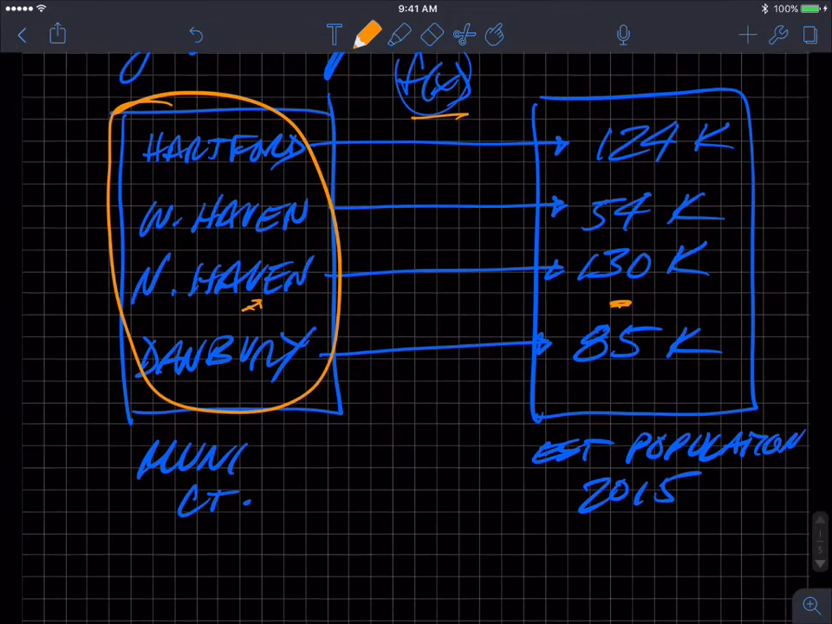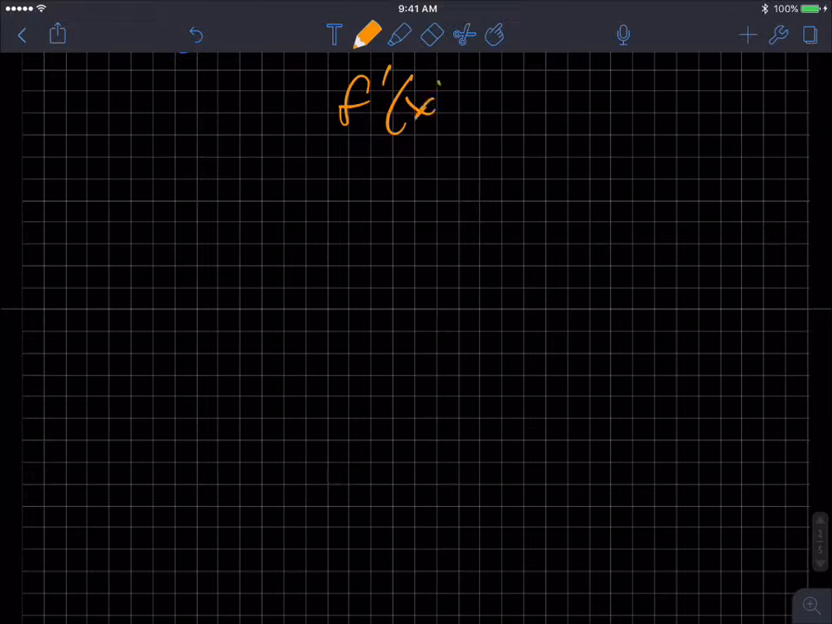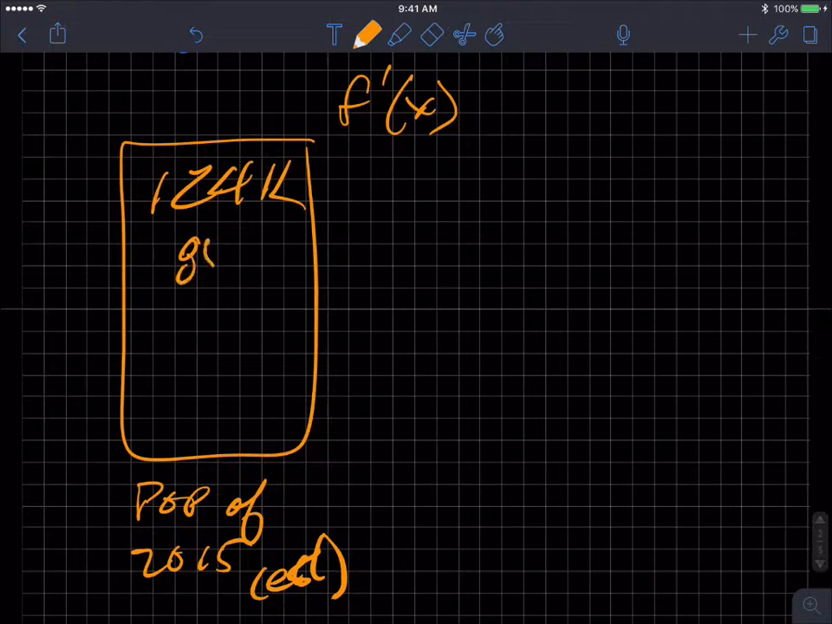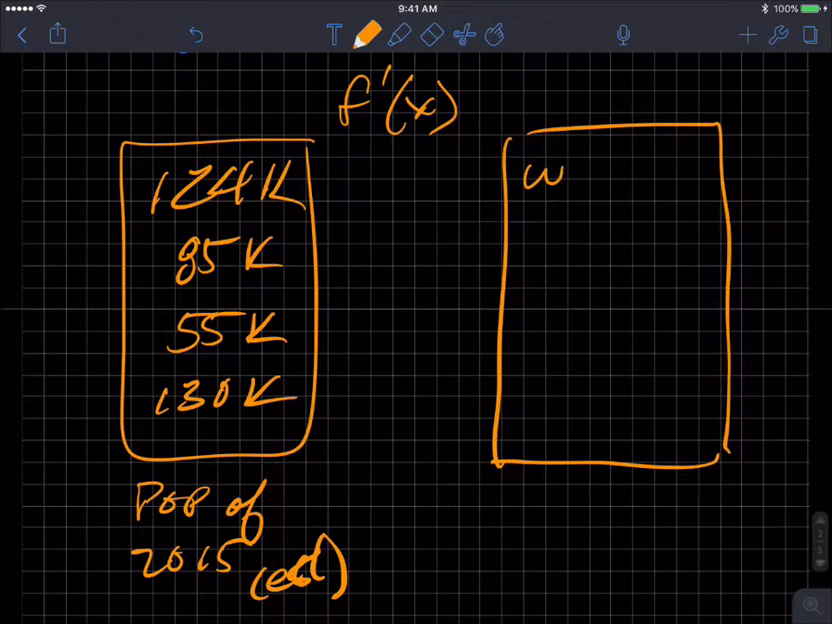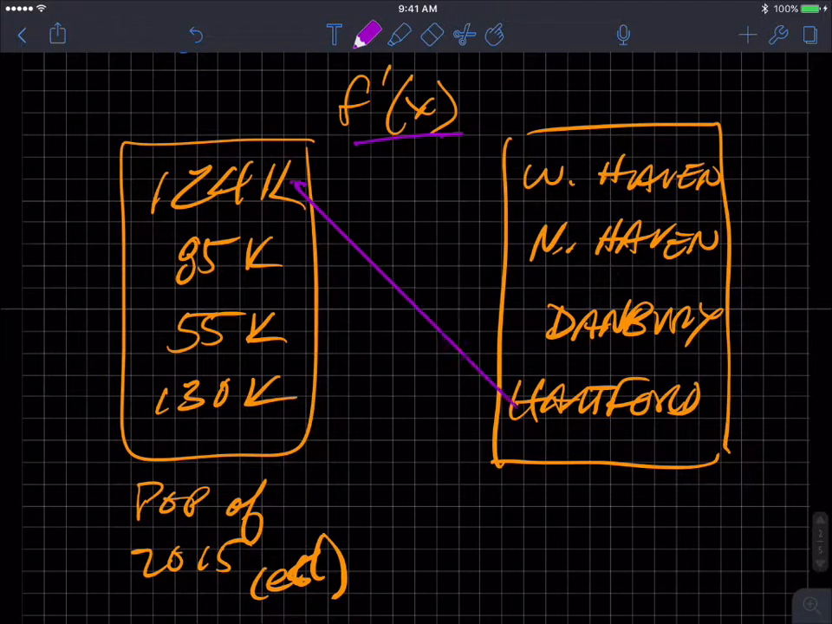Now, the example of the inverse would be, how do I look at these two sets and view the inverse function? I'm not going to be able to write a function because it's not mathematical, but the inverse function would be the function that takes the estimated population of 2015, 124K, 85K, what was the other one, 55K, and 130K. I'm just trying to remember them. And it maps them to their appropriate cities: West Haven, New Haven, Danbury, and what was the other one, Hartford? Okay. So the inverse function should map this to its correct city, Hartford, and 85K to Danbury, 55K to West Haven, and 130K to New Haven. It would do that mapping because it's the inverse.